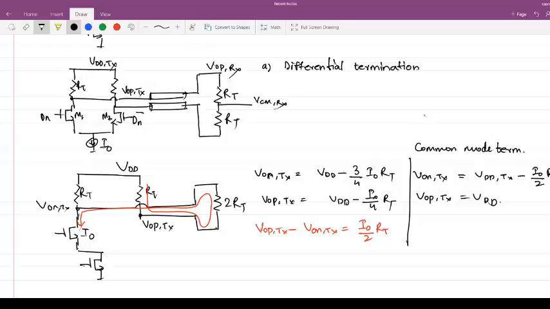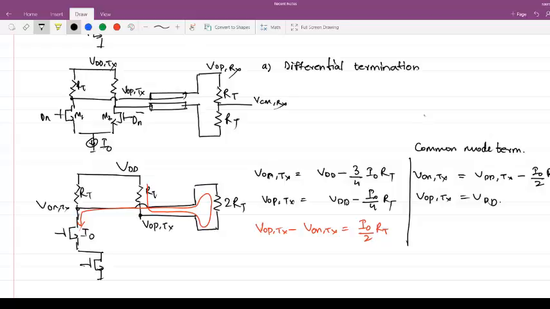Depending on the swing at VONTX and VOPTX, which design do you think will stress the input pair more, a common mode termination or a differential mode termination? When I say it stresses the input pair more, that means the VDS on the input pair is lesser. That way is going to stress the design more. Did you get my question?